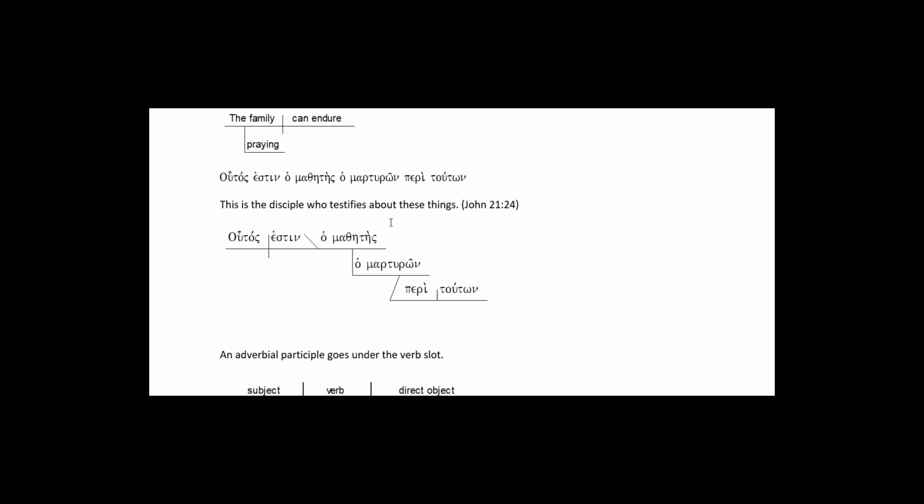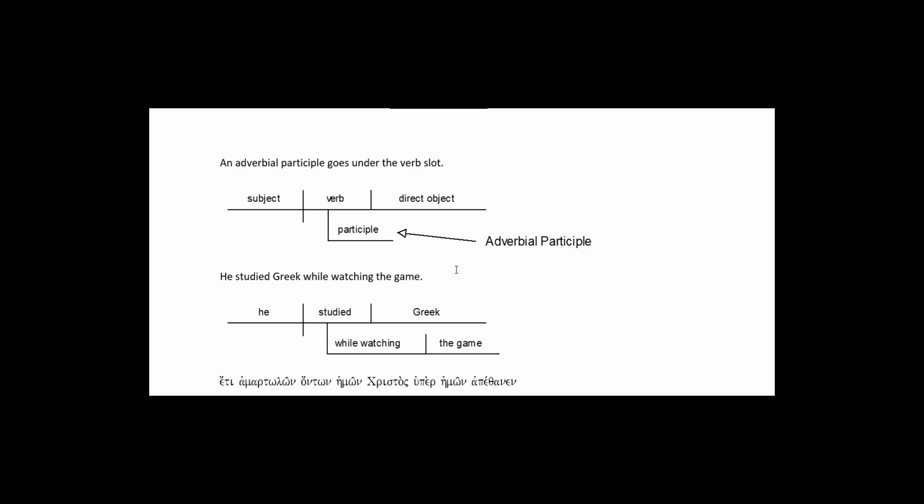So John 21:24. This is the disciple who testifies about these things. This is the testifying disciple. So here's the main idea. This is the disciple. What kind of a disciple? Here's the participle. It's the one who testifies, and then we put that prepositional phrase right underneath that because that's what he's testifying about: these things. So the participle modifies hamathetes, so that's where we put it, right under hamathetes. Then if you have an adverbial participle, it modifies a verb, so you stick it under the verb.